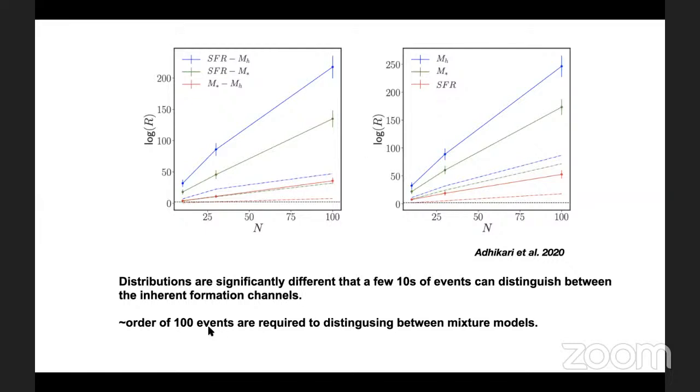So I think we found that we need order hundreds of events to distinguish between mixture models. I'm not sure yet, so I'm not going to.